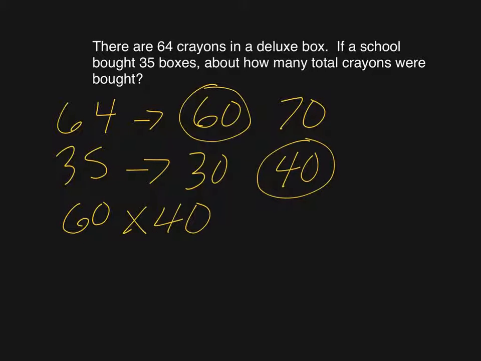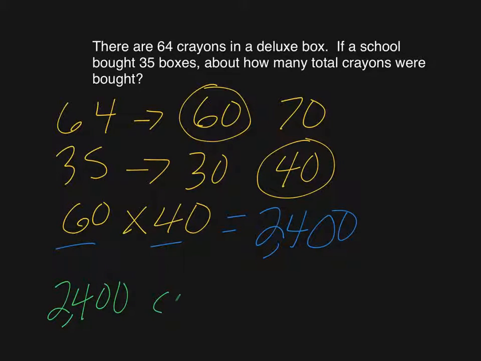So again, we are going to multiply because each box had 64 crayons. They bought 35 boxes. So my new estimated problem here is 60 times 40. 6 times 4 equals 24 with my 2 zeros. Alright, and then I finish that off. That means there were 2,400 crayons that were purchased by the school.